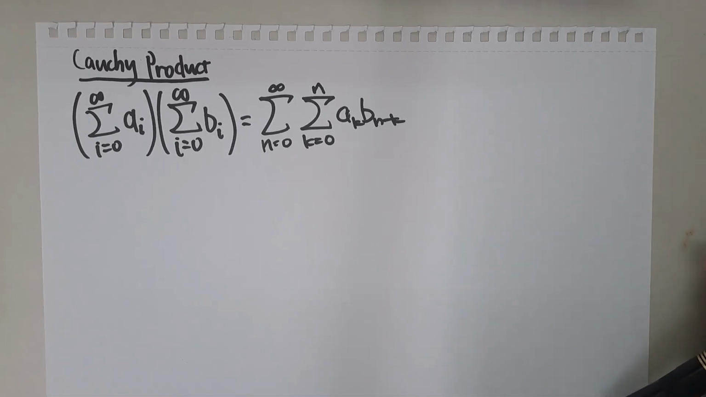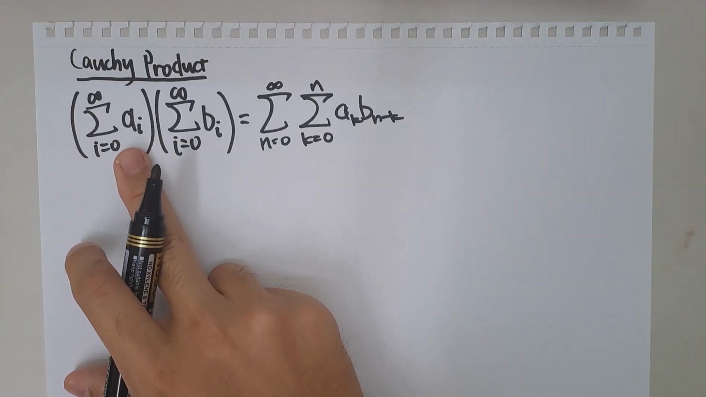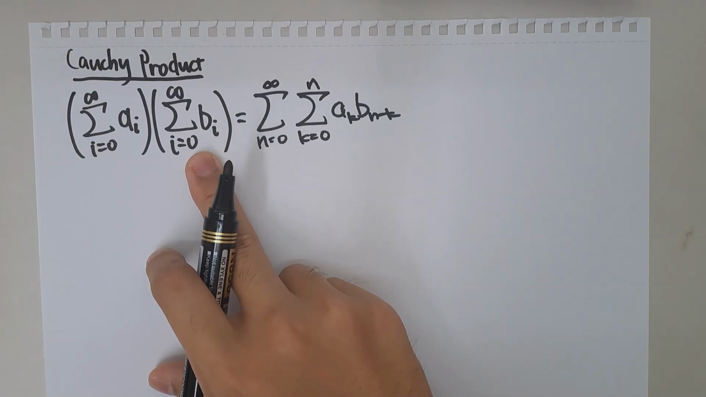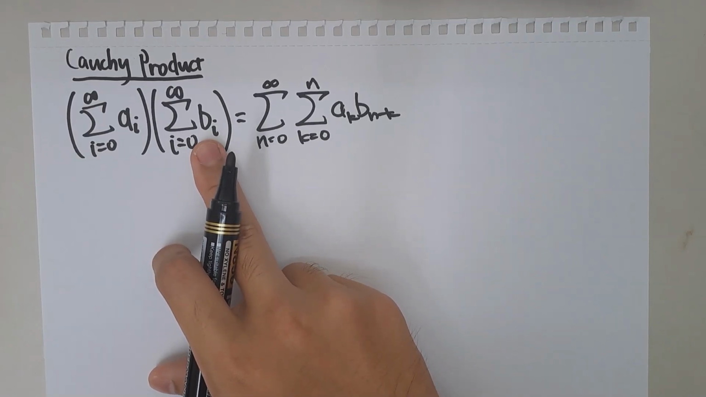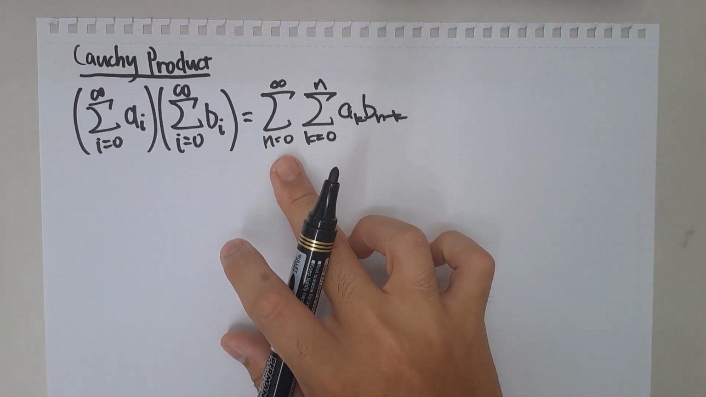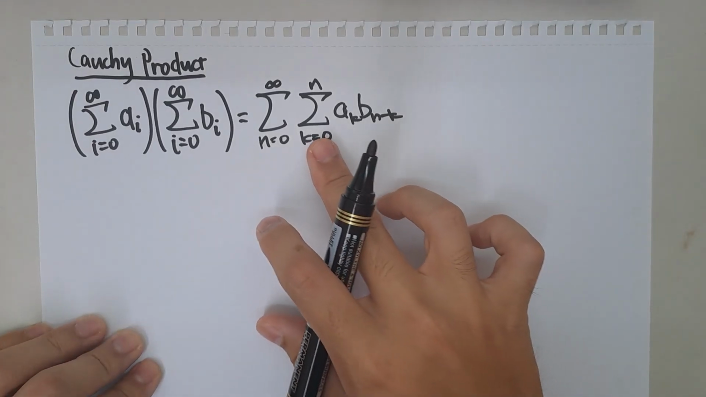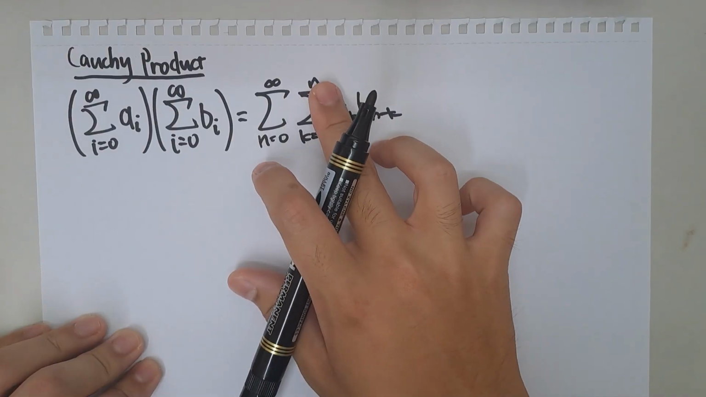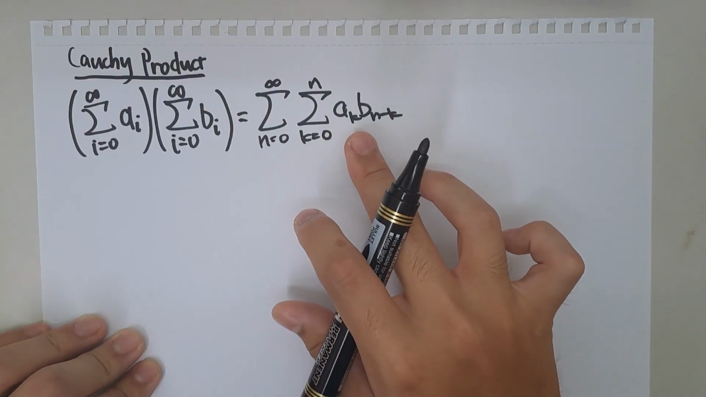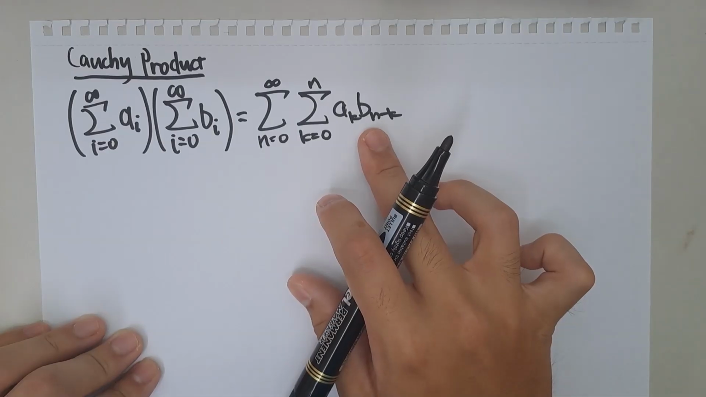So what we have here is the sum, as i is going from 0 to infinity, of this sequence a sub i, multiplied with a similar infinite sum but with this sequence b sub i. This product is equal to the infinite sum as n is going from 0 to infinity of the sum as k is going from 0 to n, so the n here is being used here, of this product a sub k times b sub n minus k.